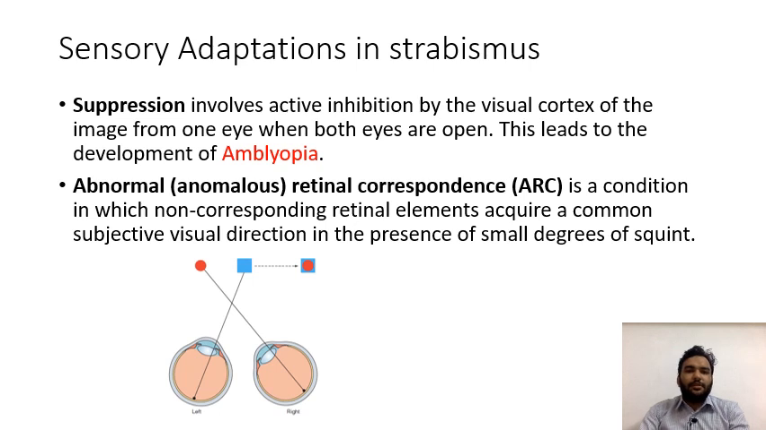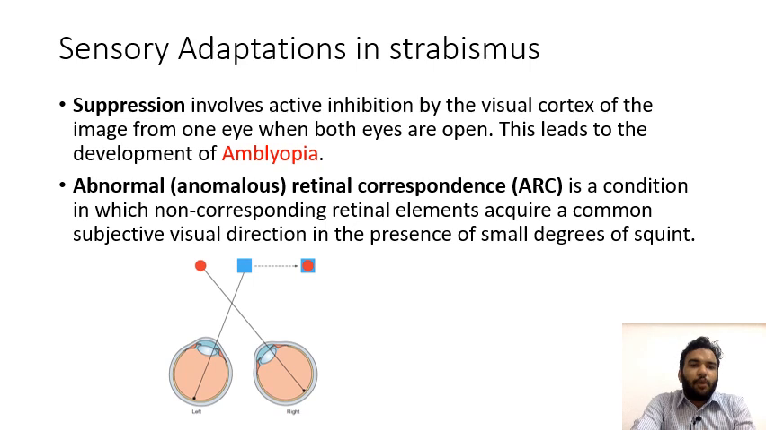The sensory adaptation is, as you can see in this picture, the left eye is seeing the blue box and the right eye is seeing a red dot. Because of this, two images are joined together and you will get confusion. Because of this confusion, two things can happen. One, you can completely suppress. As you can see, the right eye is deviated, so the right eye is the problem. Your brain stops getting the image from the right eye. That's called suppression, and that leads to amblyopia in children. That's a very dangerous thing.